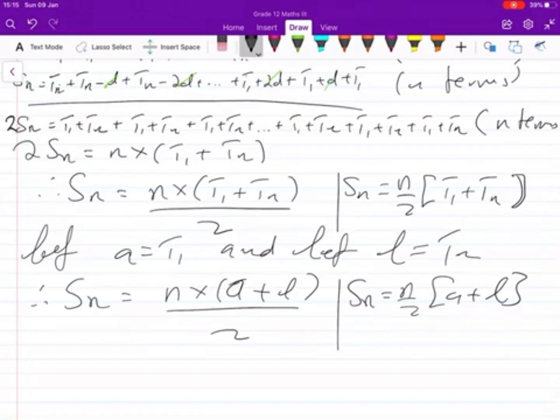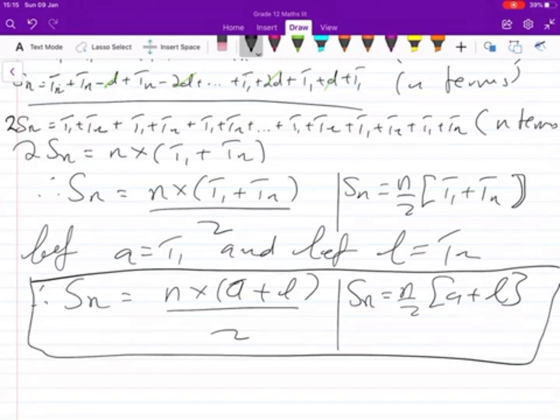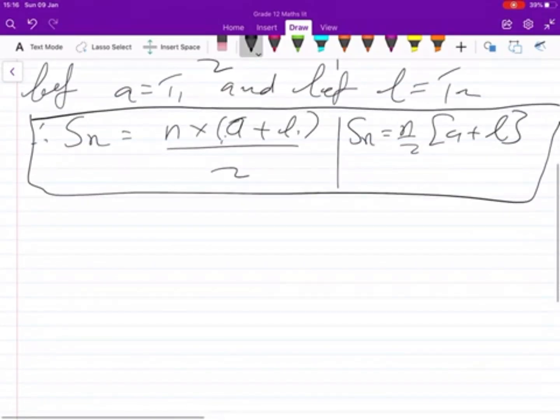This is our first equation that we would be working with. It says that when you're given the first and the last term, add the first and the last term, multiplied by the number of terms in the series, then divide by 2. But from this we can derive something else.